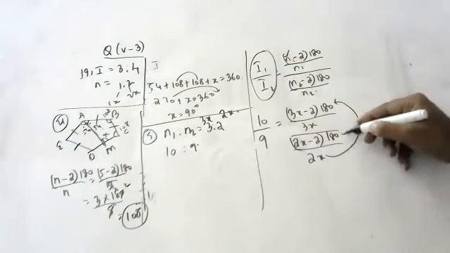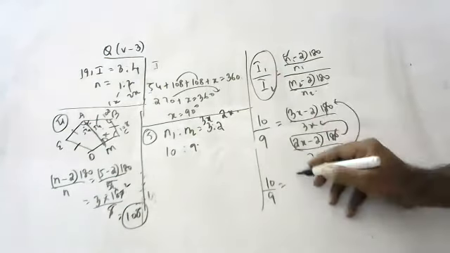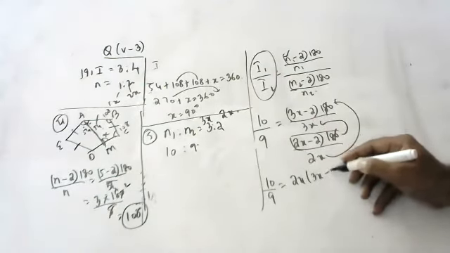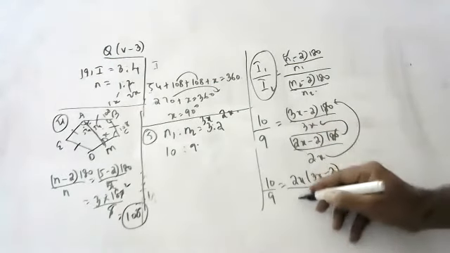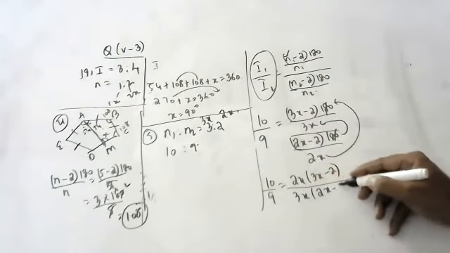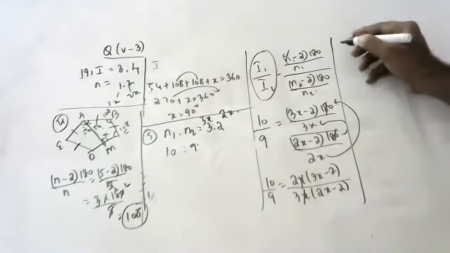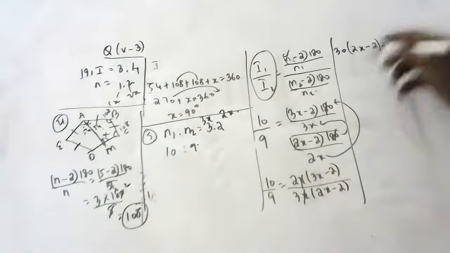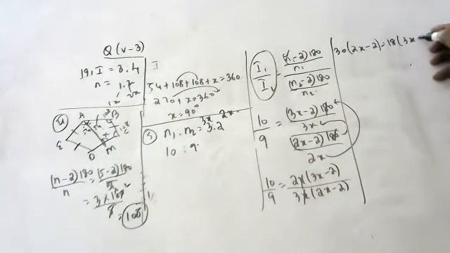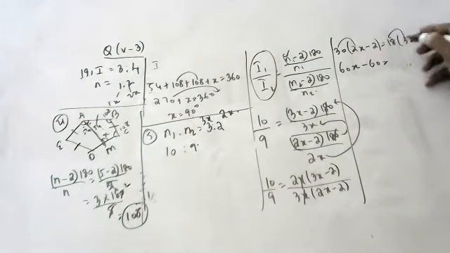This will go here, this will come here. 180, 180 cancel. 10 by 9 is equal to 2x into (3x minus 2) by 3x into (2x minus 2). X cancels. Do cross multiplication. 10 3s are 30, 30 into (2x minus 2). 9 2s are 18, 18 into (3x minus 2). This is 60x minus 60. This is 54x minus 36.